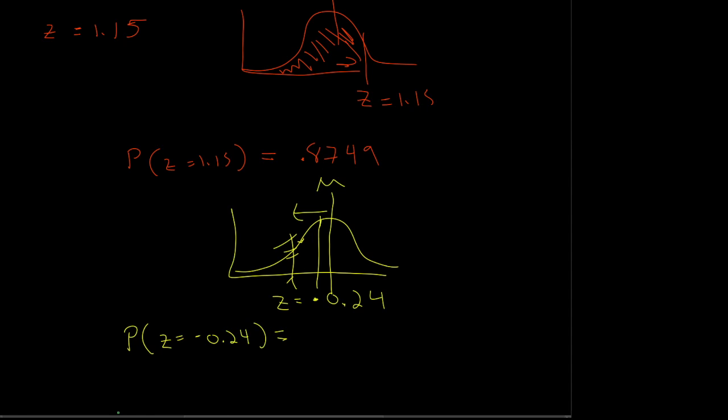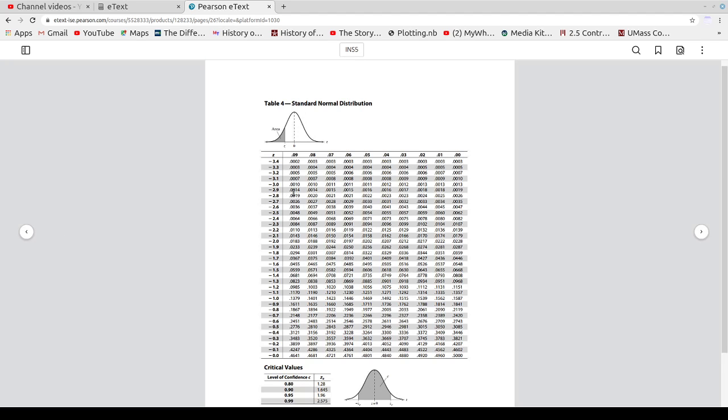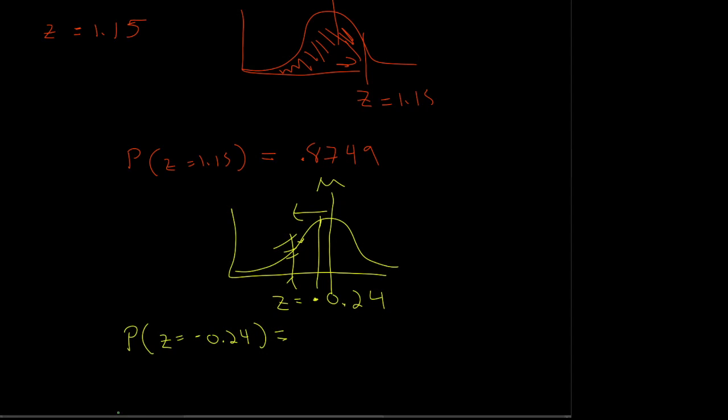So I'm going to jump over to my tables. Sorry to hear me hit my mouse as I move. I want my negative table. I'm going to go to negative 0.2, so it's this white row here, and then the 4 column. I come down from 4, and it looks like here I have 0.4052, because I have a negative 0.24. So the area of everything up to there is 0.4052, or 40% of my stuff, right?